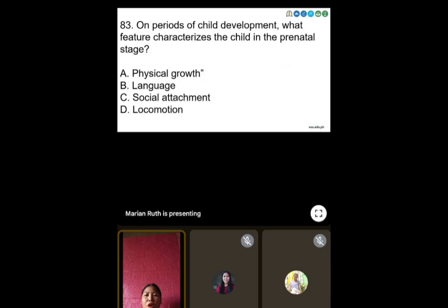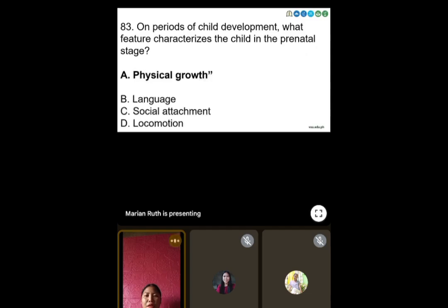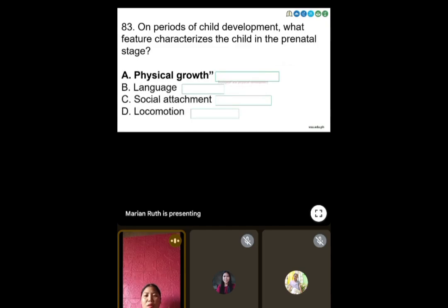On periods of child development, what feature characterizes the child in the prenatal stage? A. Physical growth. B. Language. C. Social attachment. Or letter D. Locomotion. So the correct answer is letter A. Physical growth. It's because it is the biological and physical development.